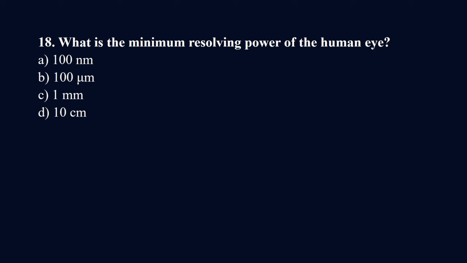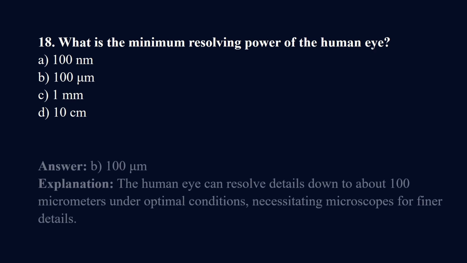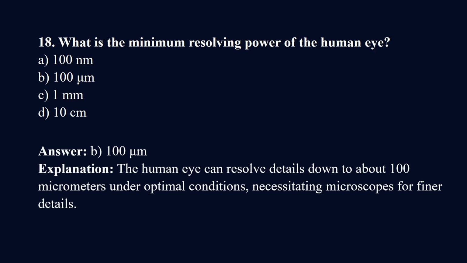Question number 18. What is the minimum resolving power of the human eye? 100 nm, 100 micrometer, 1 millimeter, 10 centimeter? And the correct answer is 100 micrometer.